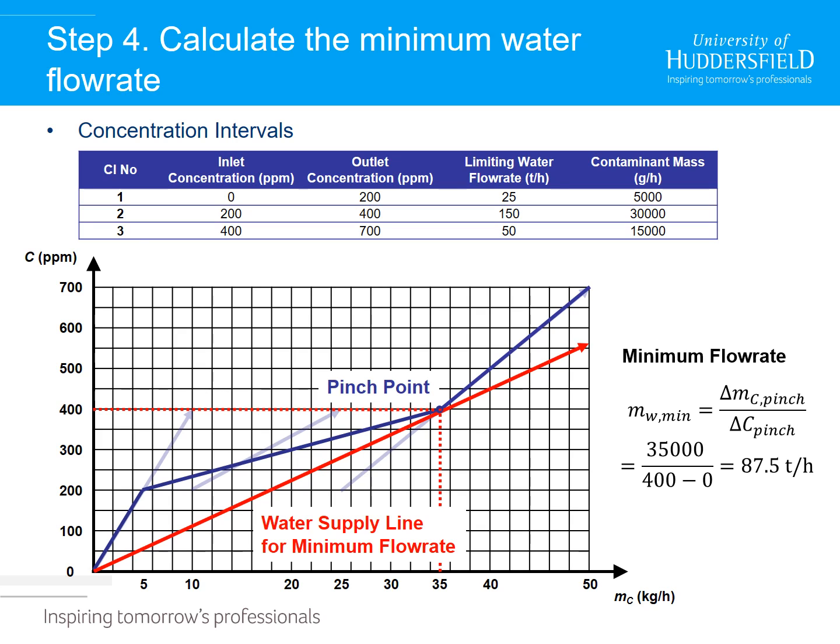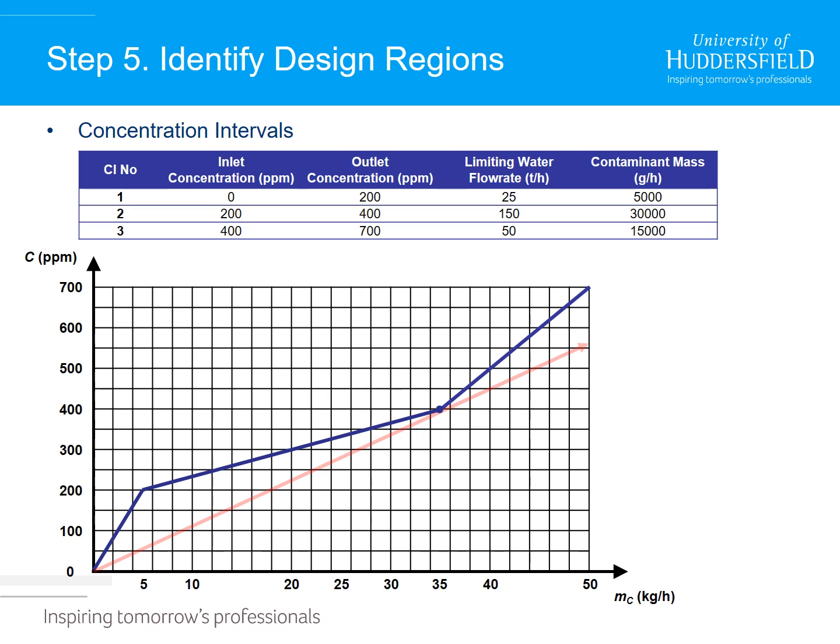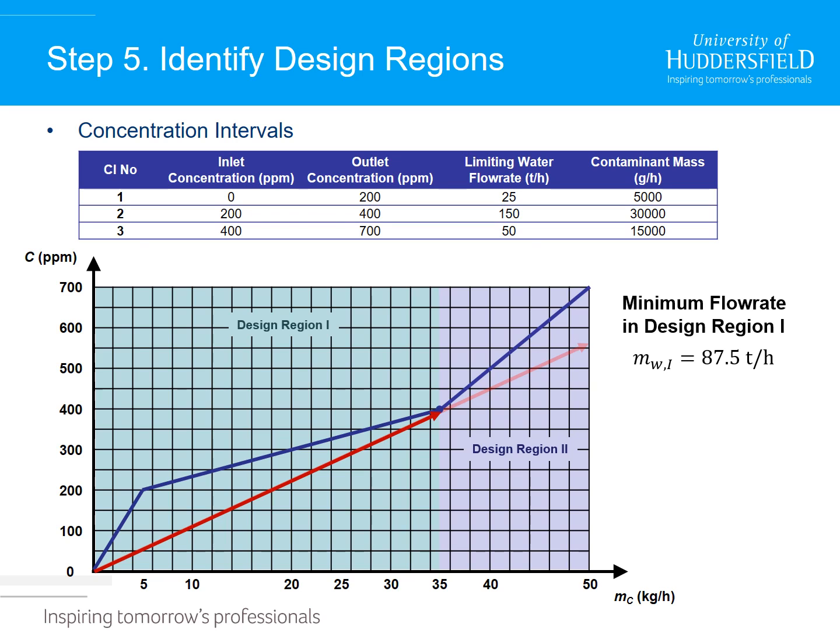Having calculated that, the next steps will allow us to specify how to divide this input between the three processes and design the water reuse network. First of all, we divide the system into two design regions, one below the pinch and one above the pinch, with different water supply lines and limiting water flow rates. For design region number 1, the minimum water flow rate is equal to that of the system. For design region number 2, and for all the regions above the pinch, the water flow rate can be lower than the minimum water flow rate.